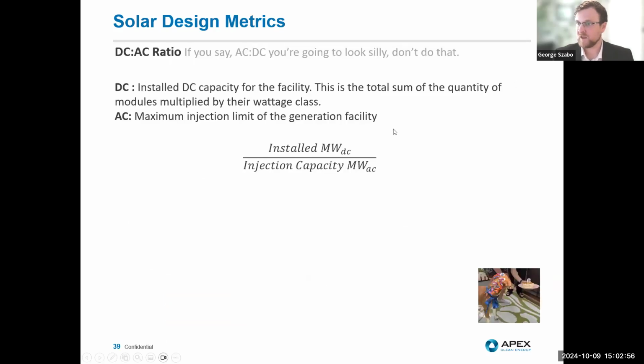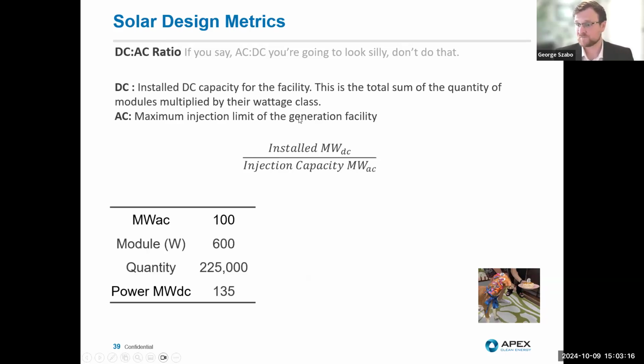Anywho, okay, this is the other important metric, which is the DC to AC ratio. Don't say AC DC. You're going to look silly. The DC is the installed DC capacity for the facility. This is the total sum of the quantity of modules multiplied by their wattage class. We're going to go through an example here. And the AC side is the maximum injection limit of the generating facility. We use this a lot.